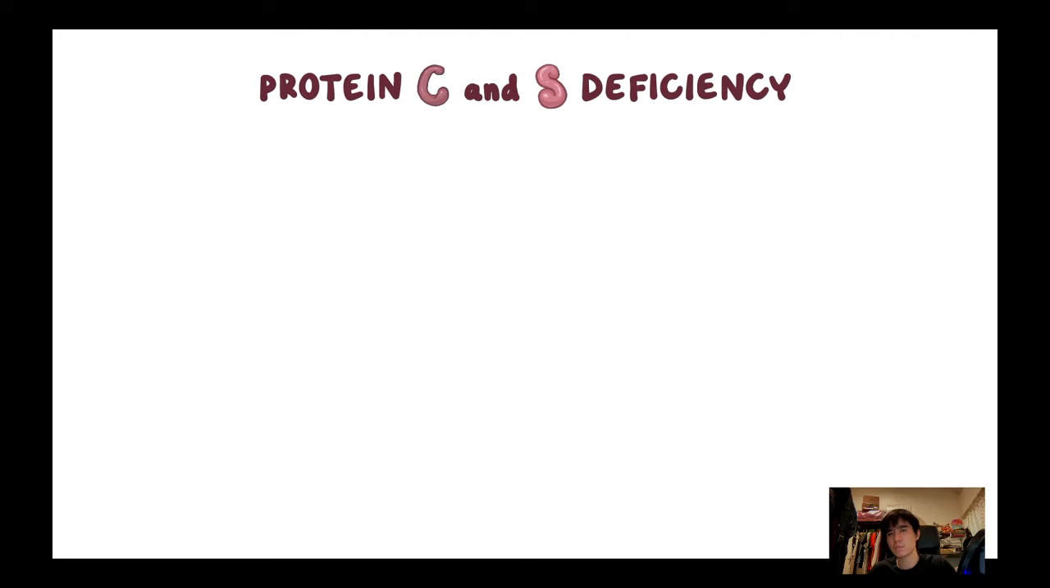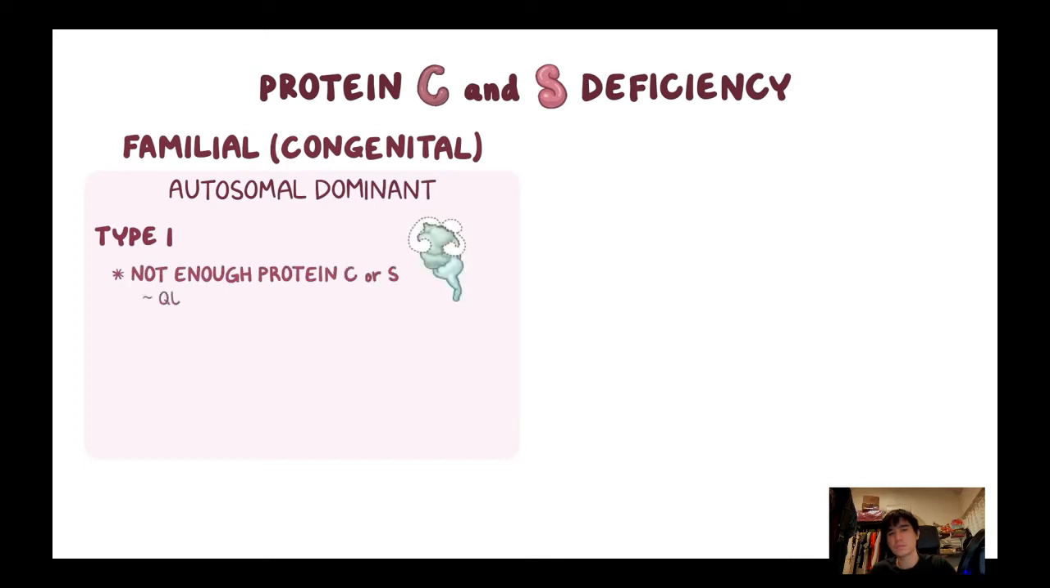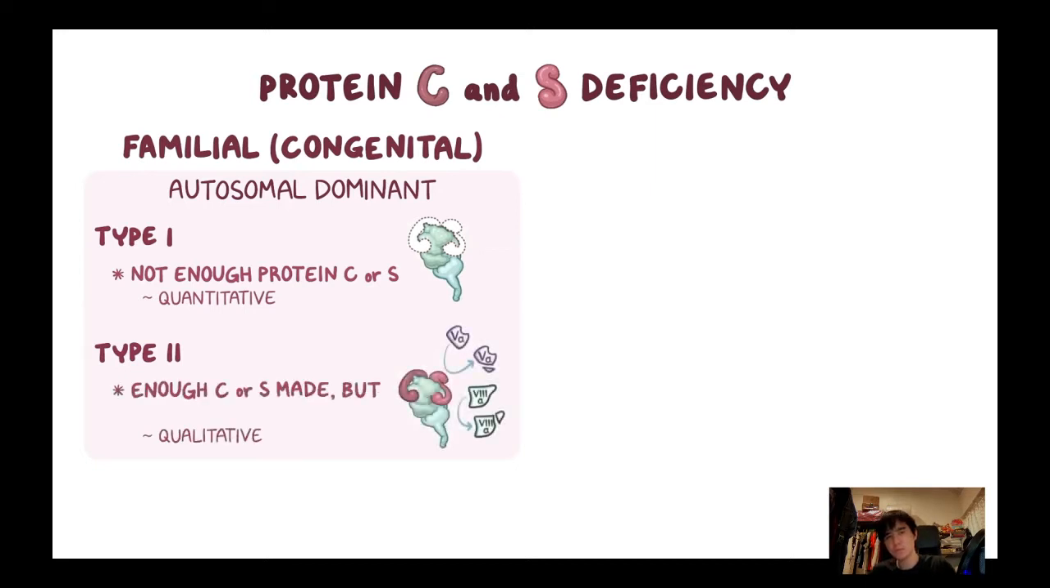There are two types of familial or congenital protein C and S deficiency. Both are inherited in an autosomal dominant manner. Type 1 disease is when there's not enough protein C or S, so there's a quantitative defect. Type 2 disease, however, is a qualitative defect, because enough protein C or S are made, but the proteins don't function properly.